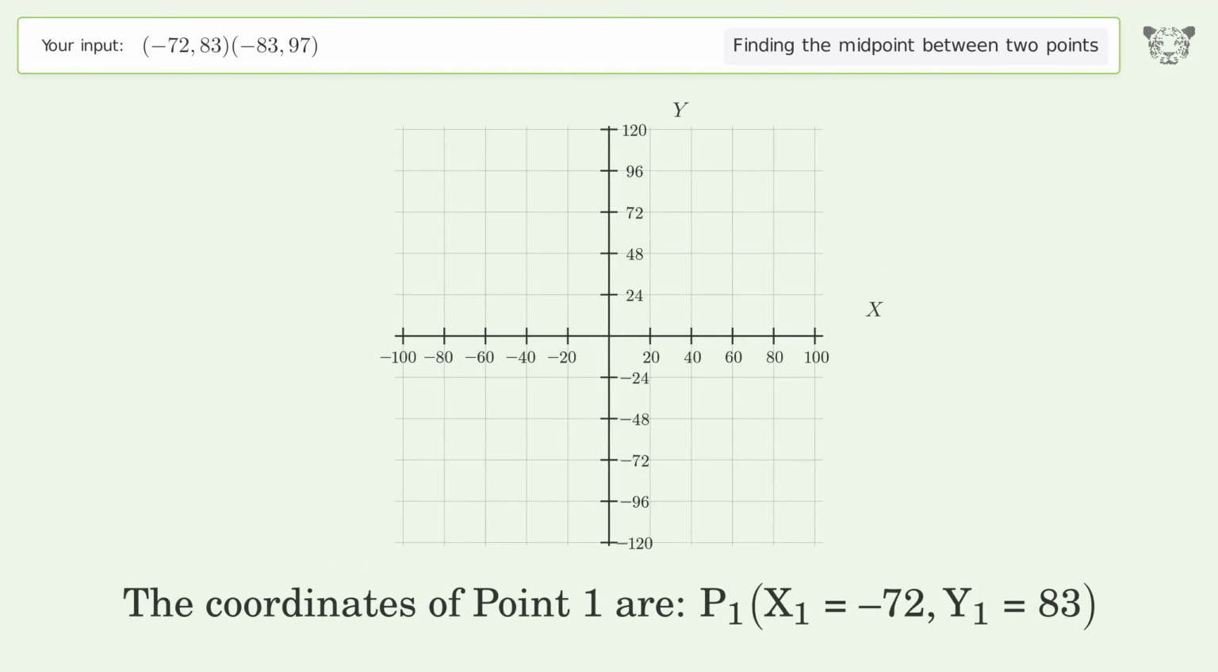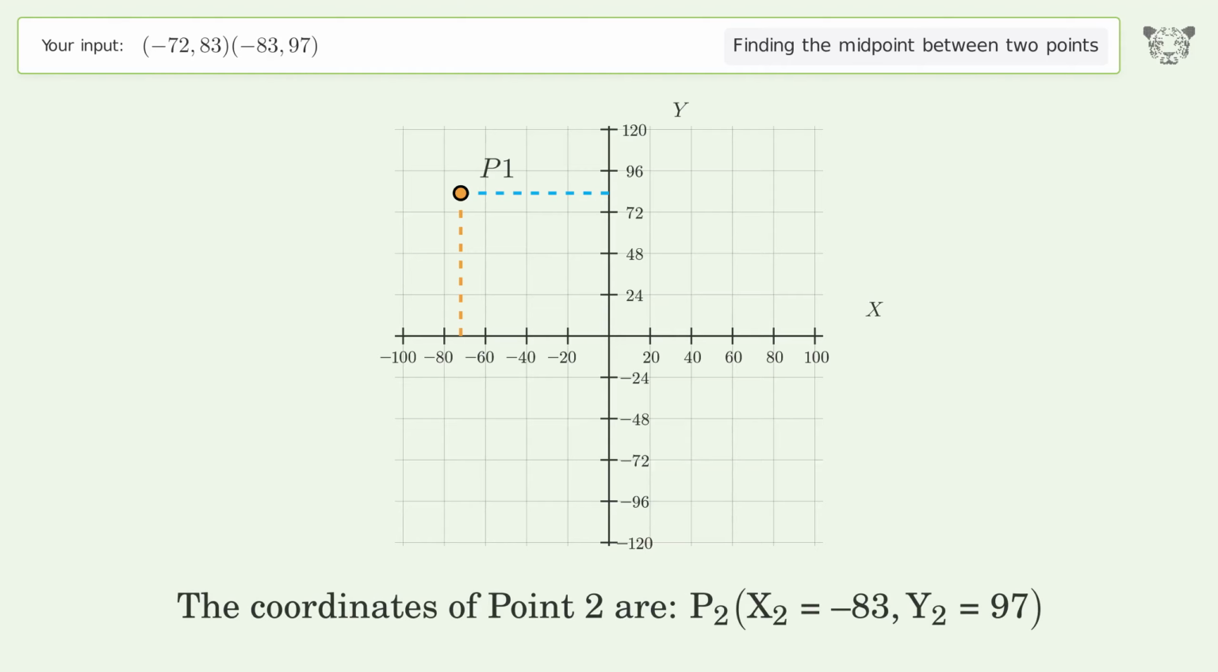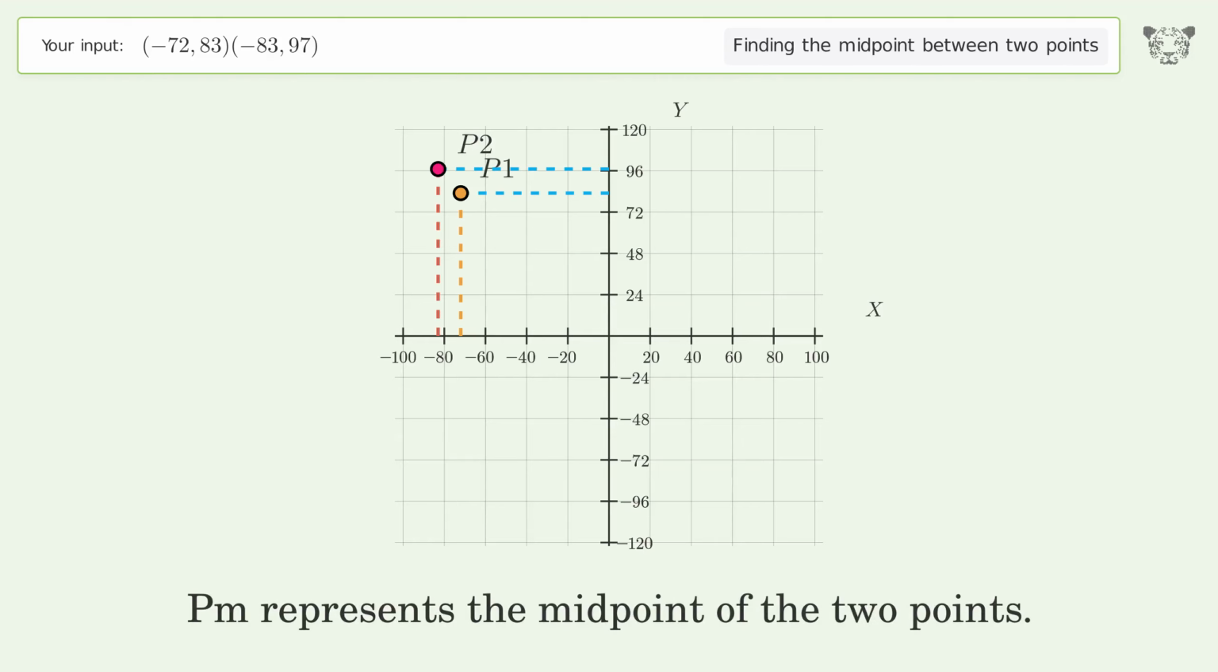The coordinates of point 1 are, x1 equals negative 72, y1 equals 83. The coordinates of point 2 are, x2 equals negative 83, y2 equals 97. PM represents the midpoint of the 2 points.